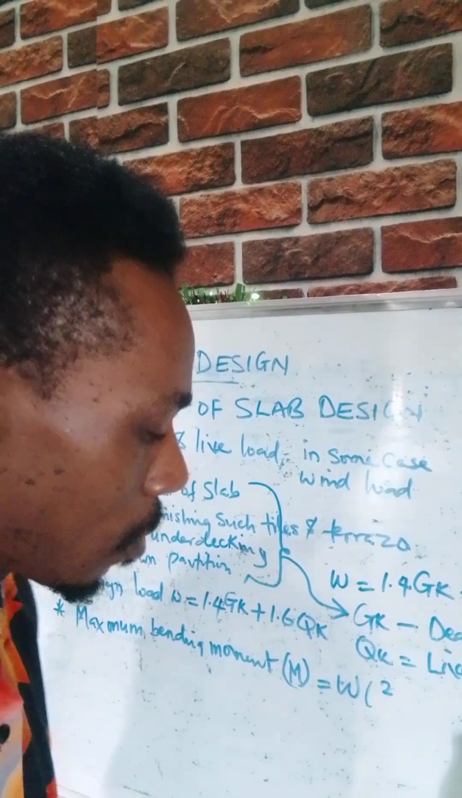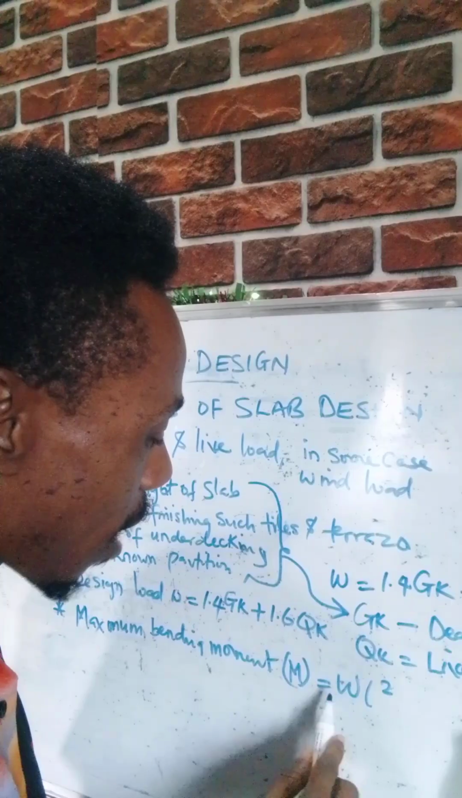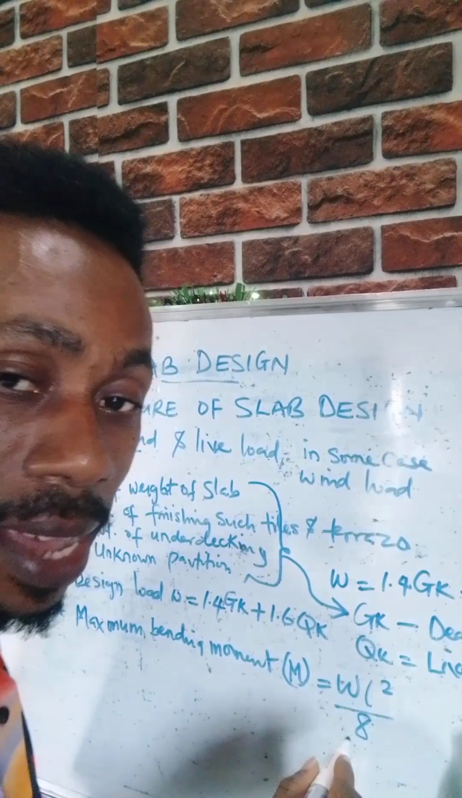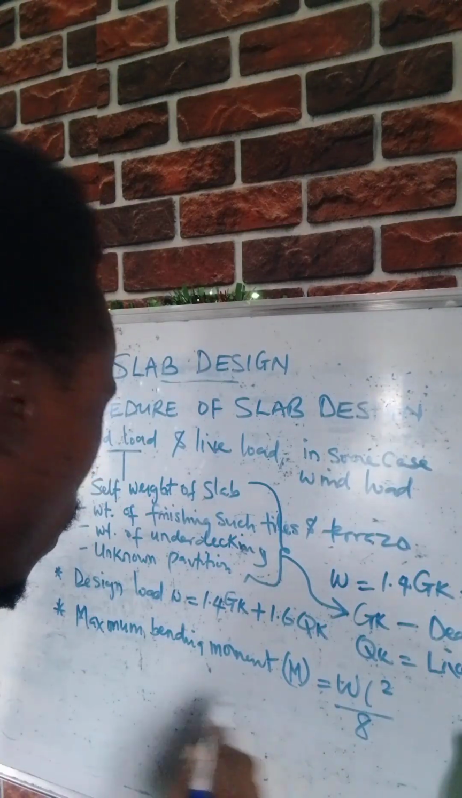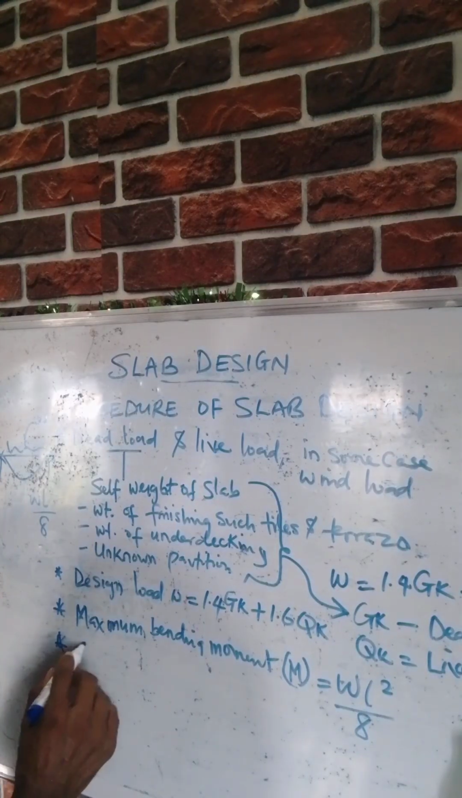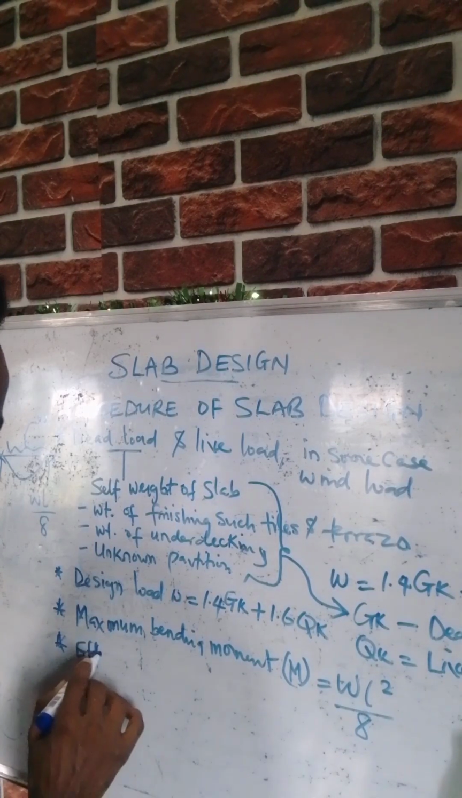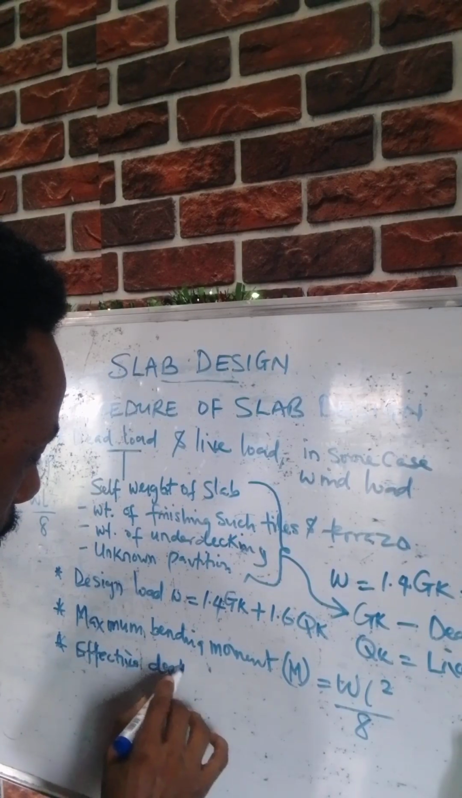Okay, still on the maximum bending moment, you have it as WL square over 8. Okay, that is in the case of a simply supported beam. Okay, now the next thing you are expected to look at is the effective depth of slab.